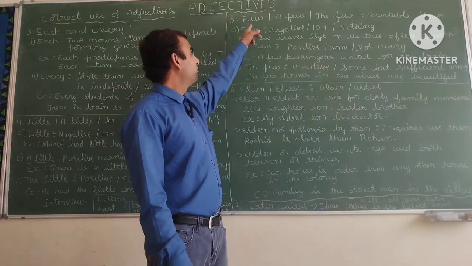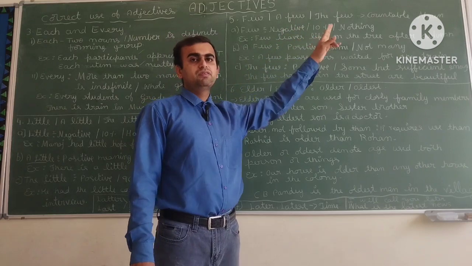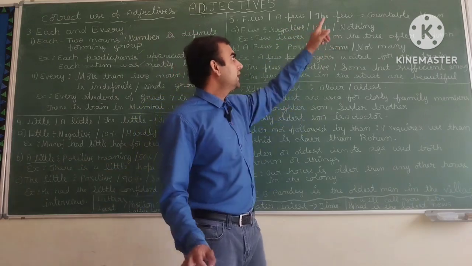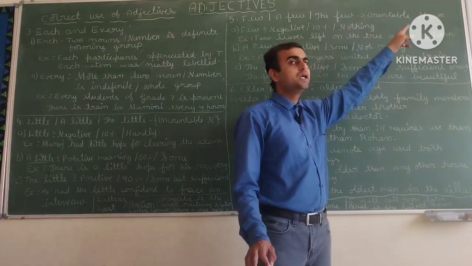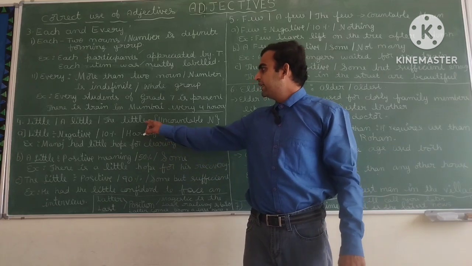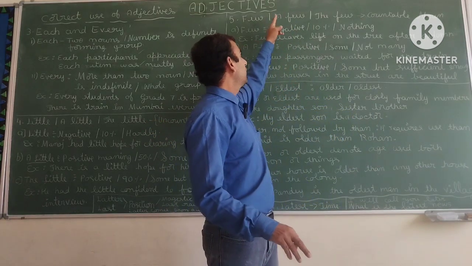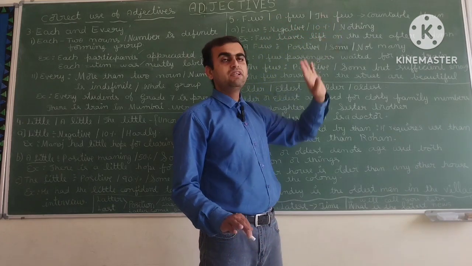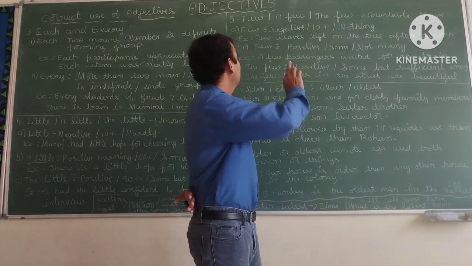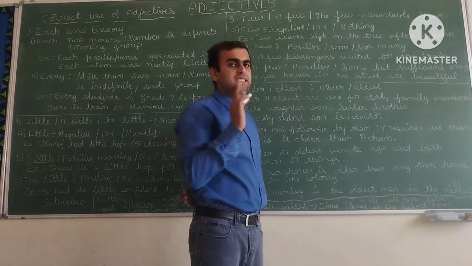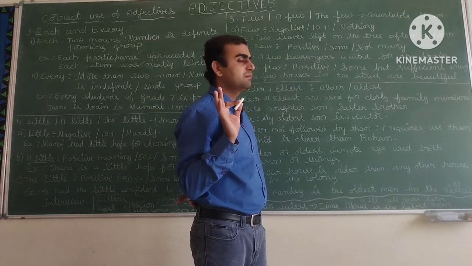Next, few, a few, the few. It is also similar, but few we use for countable noun. Little, a little, the little we use for uncountable noun. Few, a few, the few we use for countable noun. Example, few. Few is a negative meaning, means only 10%.